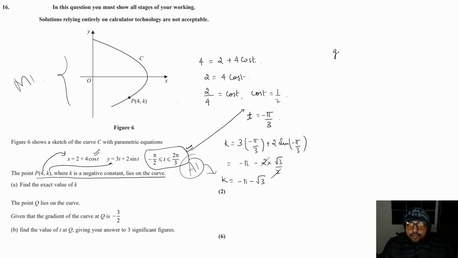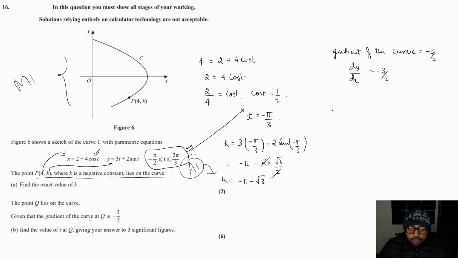The gradient of the curve is negative 3 by 2. Okay, what does it mean by gradient? So we know it is dy by dx, the slope format. So they have given us negative of 3 by 2.